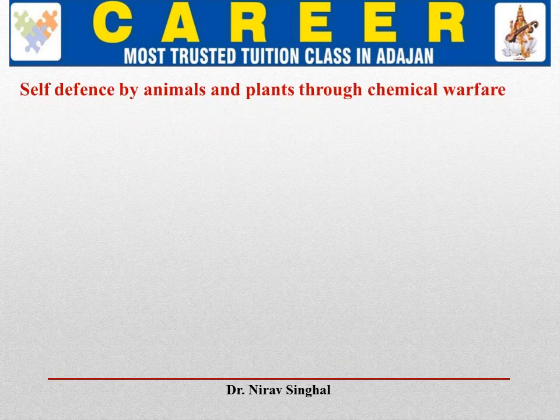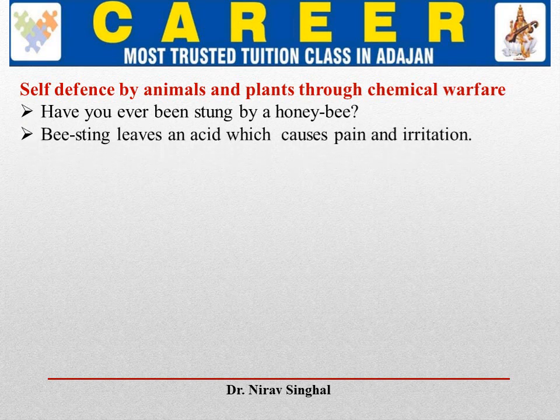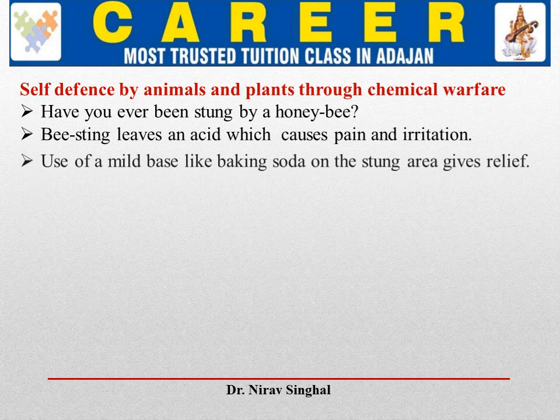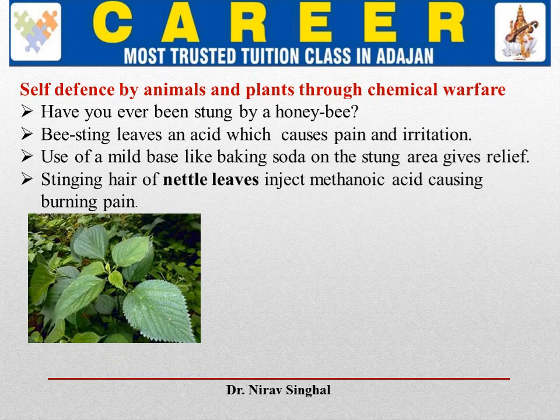Now, self-defense by animals and plants through chemical warfare. Various animals, insects, and plants utilize different chemicals for protecting themselves. For example, a honey bee's sting. Whenever a bee stings, on the individual who is stung you can observe an extreme level of pain, irritation, and swelling at the site of the sting.